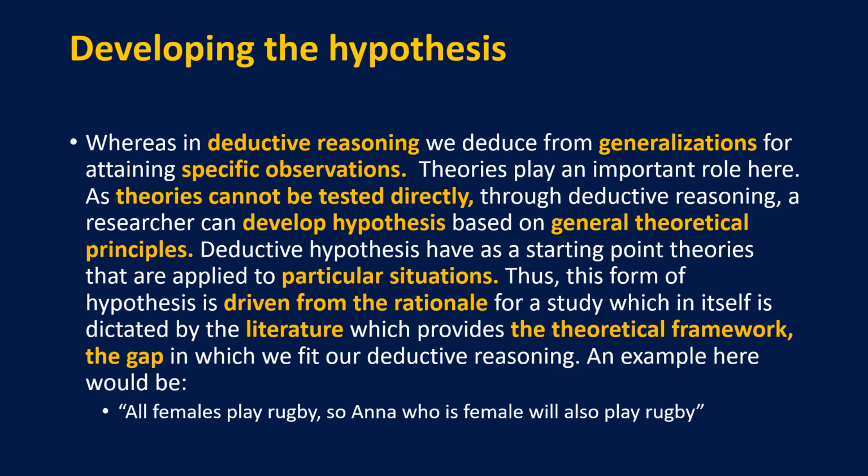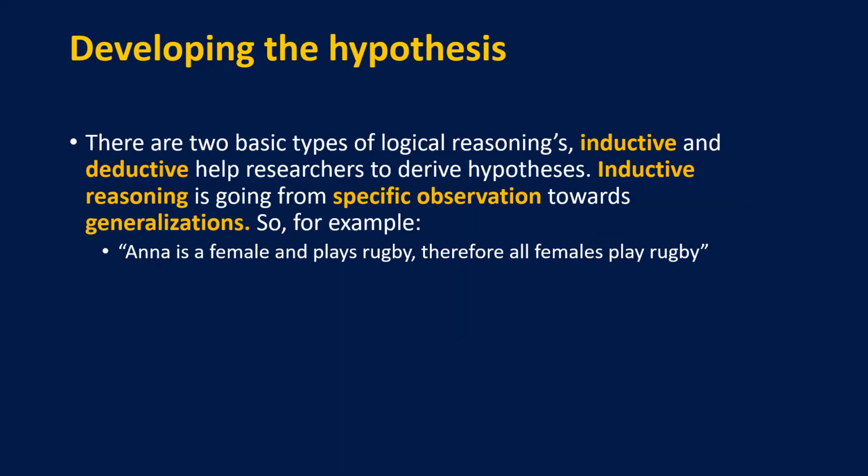So here, you can see the same kind of principles, but we flipped it round. So here, all females play rugby. There's the generalization. So Anna, who is female, will also play rugby. Can you see that we've gone from an inductive approach? Let's just go back. Here's inductive. Anna is female, so that's very specific, and plays rugby. Therefore, the generalization is that all females play rugby. So it's flipping it round.